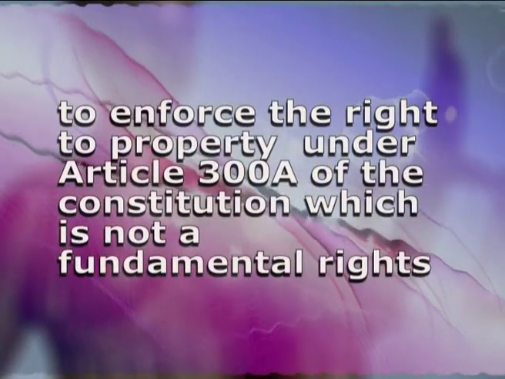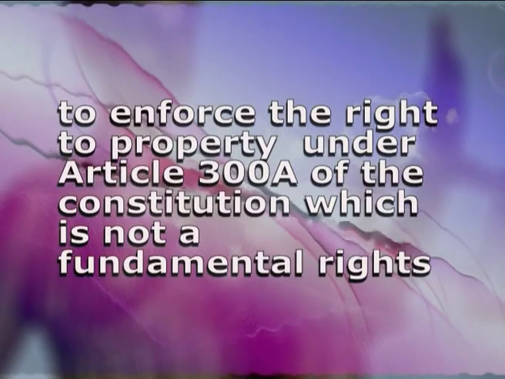By reading this provision of Article 226, it is clear that Article 226 is wider in scope than Article 32. Under Article 32, the Supreme Court may issue writs for enforcement of fundamental rights only, but under Article 226, the High Court may enforce not only fundamental rights, but also any other legal right. For example, to enforce the right to property under Article 300A of the Constitution, which is not a fundamental right.